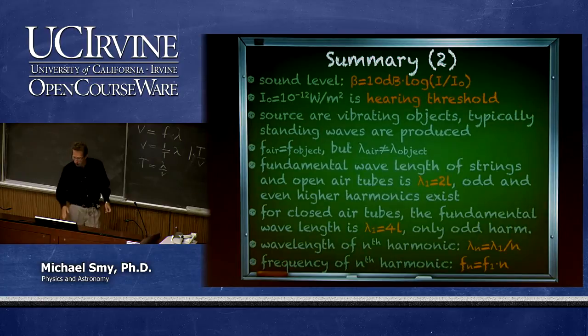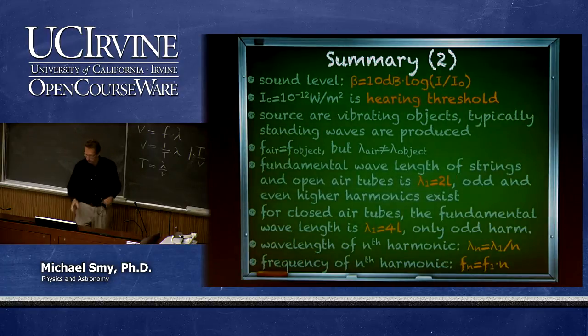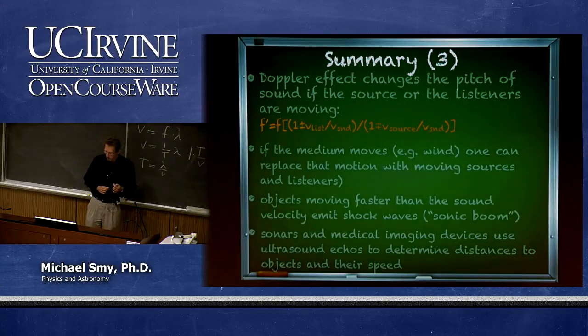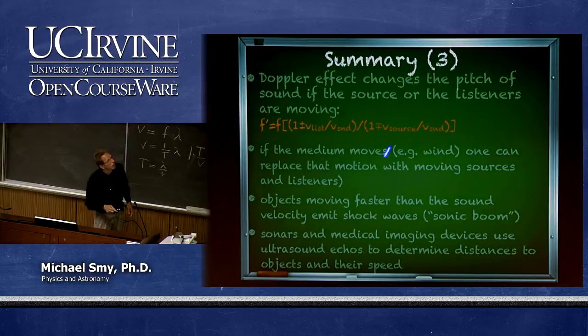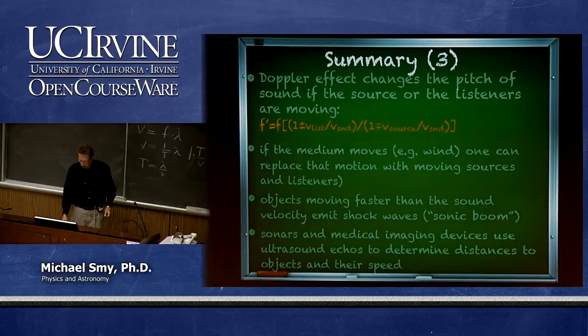The wavelength of the nth harmonic is given by the fundamental wavelength divided by n, and the frequency is given by the fundamental frequency multiplied by n. Finally, the Doppler effect changes the pitch of sound, or the frequency, if the source or the listener are moving, using this formula. If the medium moves, one can replace that motion with an appropriate motion of source and listener.